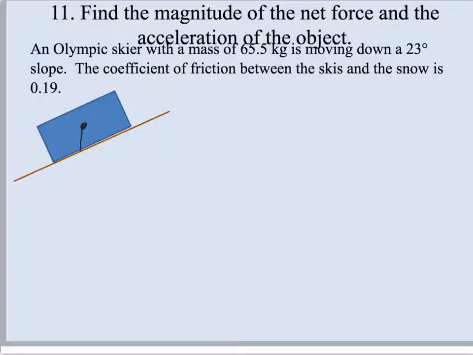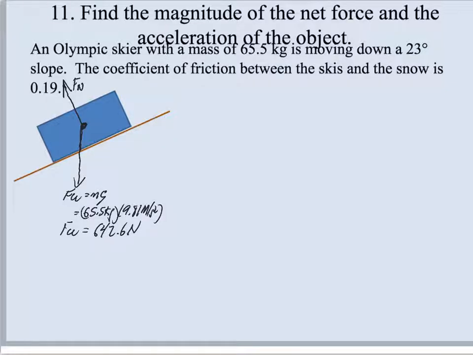So there's our FW. And we know FW equals mg. And m in this case is 65.5 kilograms. And the gravity is 9.81 meters per second squared. So FW for this one is 642.6 newtons. So that's our FW. We know our normal force is always going to be perpendicular to the surface, so normal force goes right there.